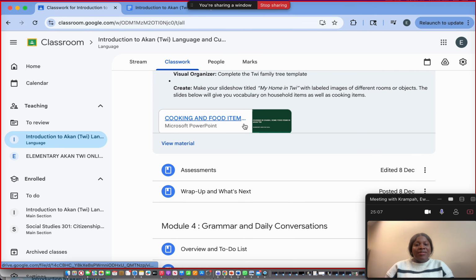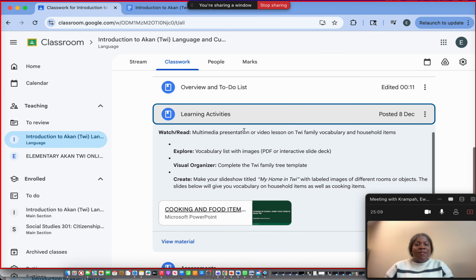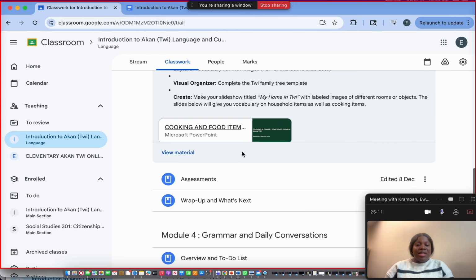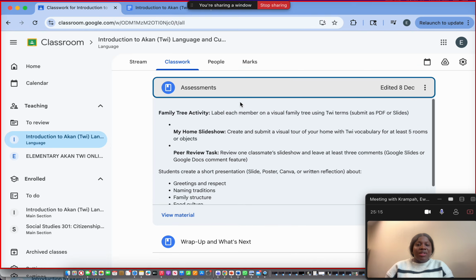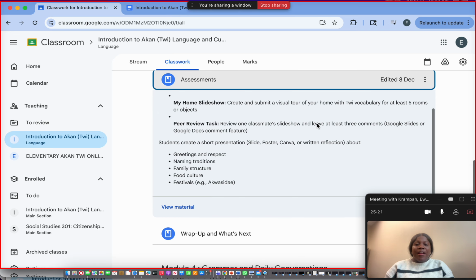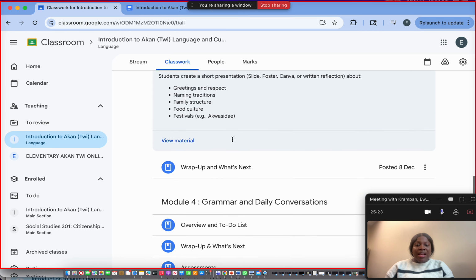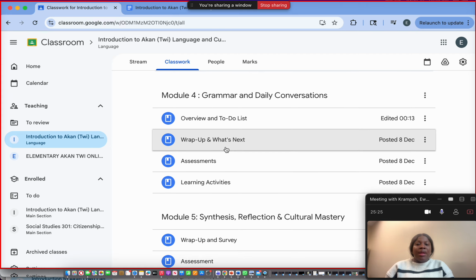Now, we have various learning activities for students, and then we have assessments. So students will do a family tree activity, label each member of your visual family tree, peer review tags, and there's a wrap up.